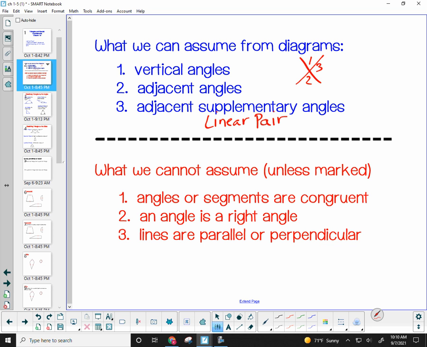Okay, what we cannot assume unless the figure is marked is we cannot assume that angles or segments are congruent. We talked about that last week and a little bit the week before. We cannot assume that an angle is a right angle unless it's marked that way. We cannot assume that lines are parallel or perpendicular, again, unless they're marked that way. Okay, so just because lines look parallel doesn't mean we need to say they are. Questions about any of that?